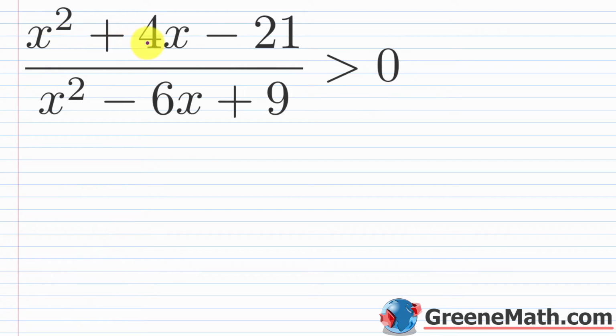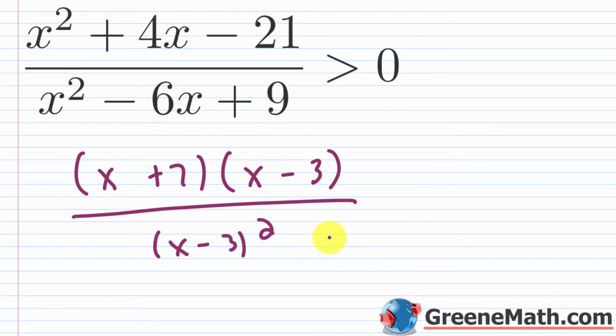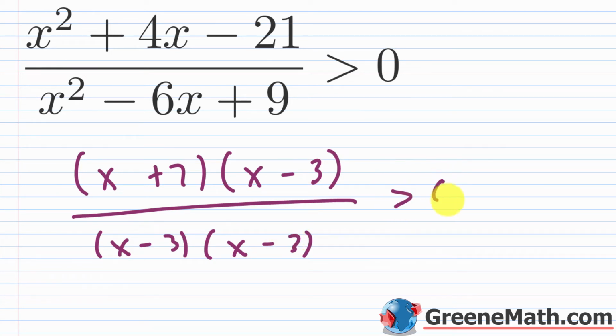So this x squared plus 4x minus 21, you need two integers whose sum is 4 and whose product is negative 21. So that's going to be positive 7 and negative 3. So let's say this is x plus 7 times x minus 3. Then down here, if you wanted to factor this, you would notice that it's a perfect square trinomial. And what that means is that it can be factored into a binomial squared. So this is x minus 3, quantity squared. But what I'm going to actually do is say this is x minus 3 times x minus 3. And we're going to cancel something in a moment. So let's say this is greater than 0.